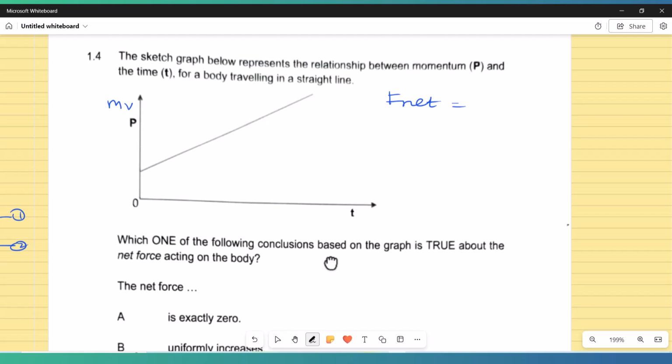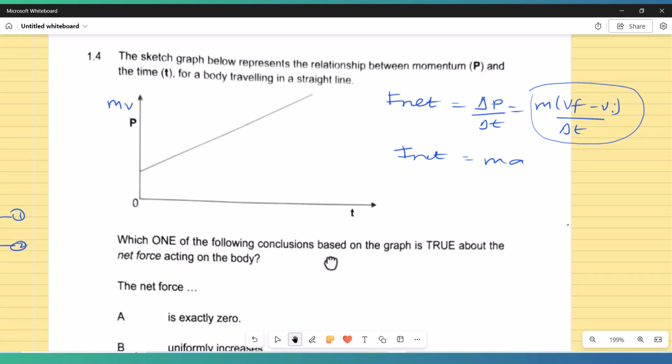Equals change in momentum divided by change in time. In this case, I can say this is mass times (V final minus V initial) divided by change in time, which gives me F net equals ma. So now, because this is mv, I can have this value here, here, and here.